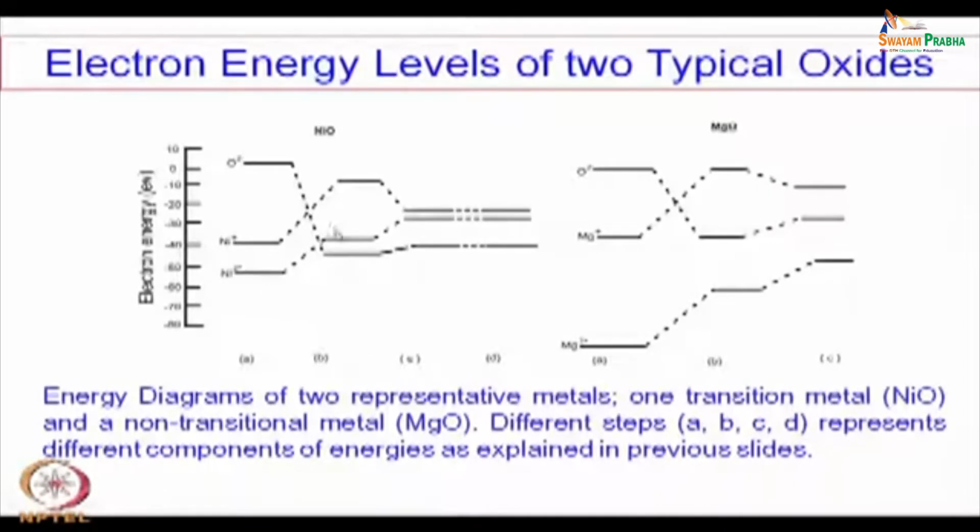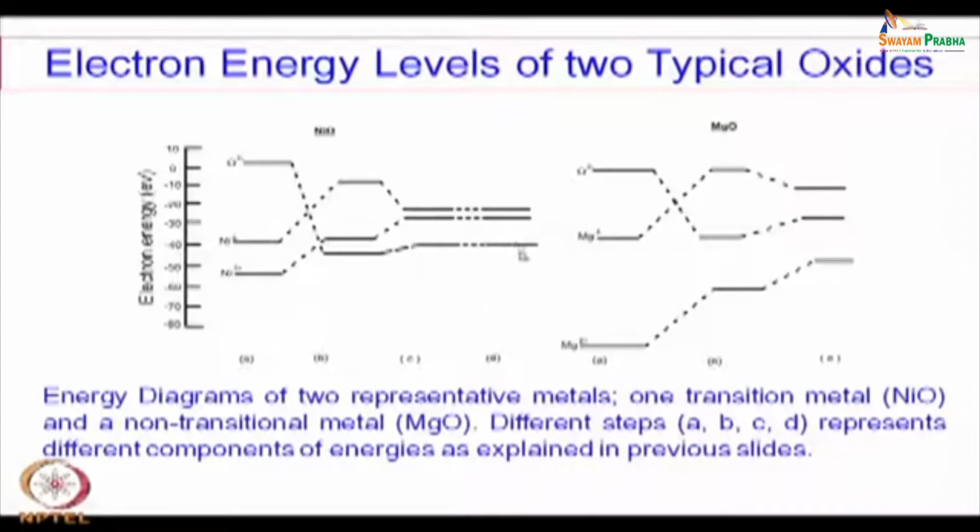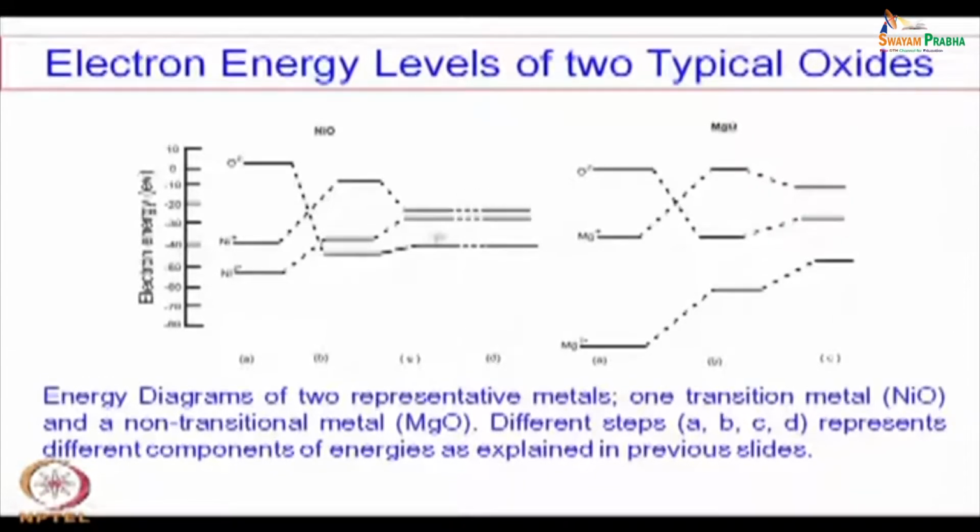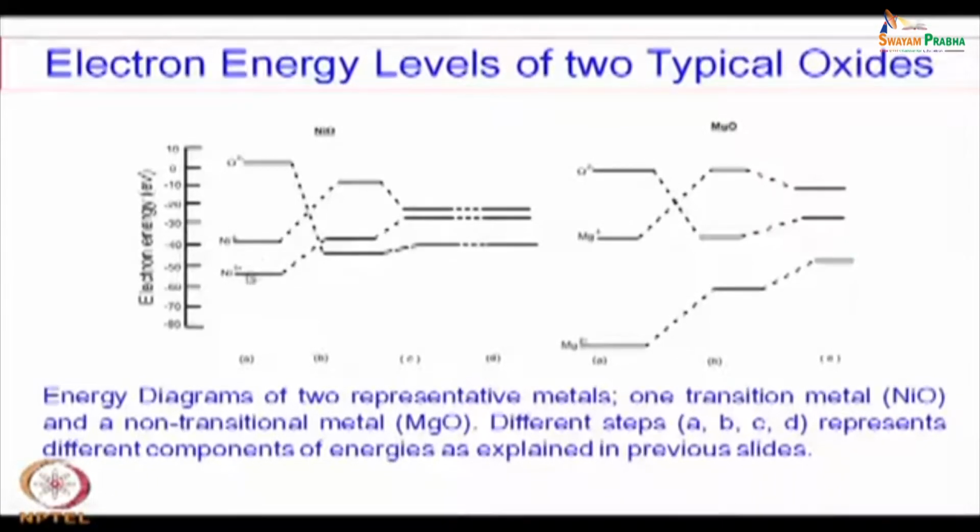In comparison, the transition metal is more or less the same, but slightly different. This comes down much below Ni2+. Here in MgO, oxygen does not come below Mg2+, so the oxygen is in between, whereas in NiO oxygen comes much below the two states of the cations, Ni2+ and Ni+. So, these are the conduction levels.